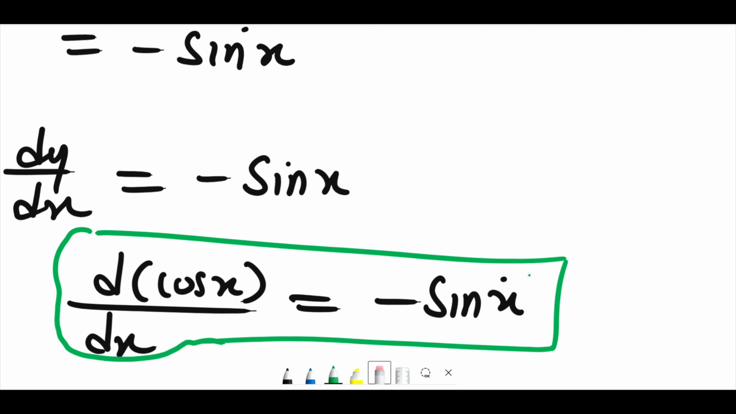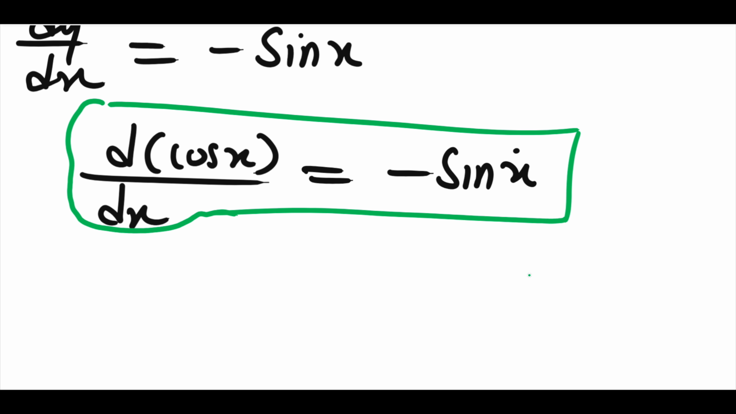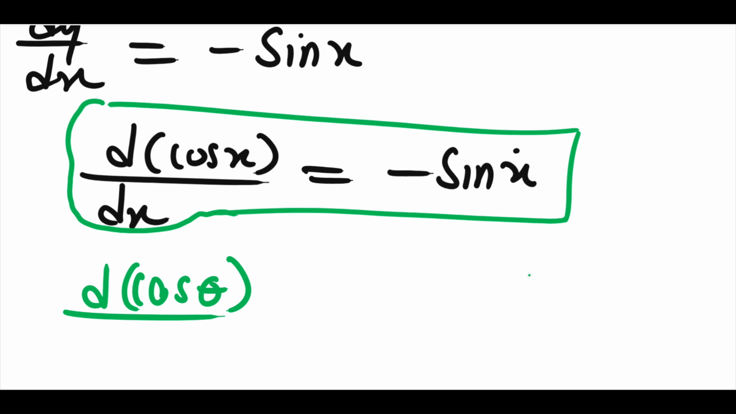But it's not always x. The angle can be in terms of any other variable. Suppose you have the derivative of cos θ, you are going to differentiate it with respect to θ, and this will give you negative sin θ.